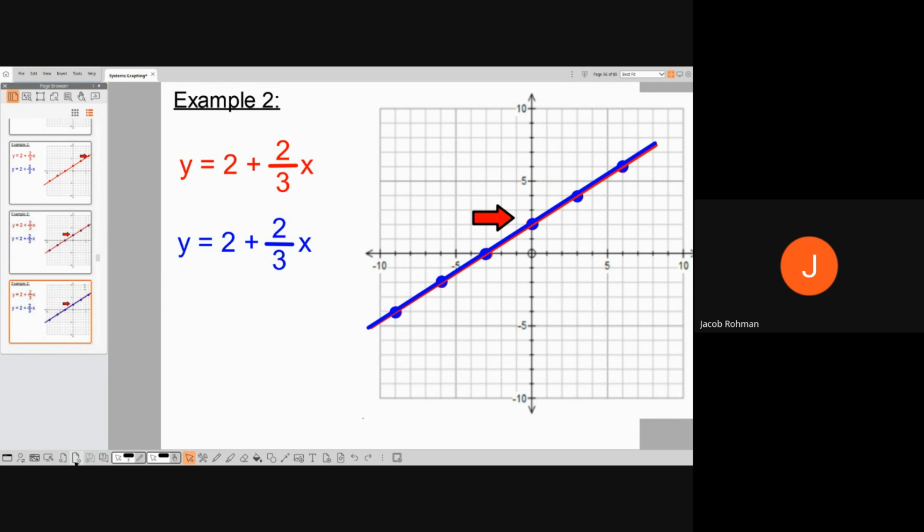So what that means then is this is type 2. This is infinite number of solutions.